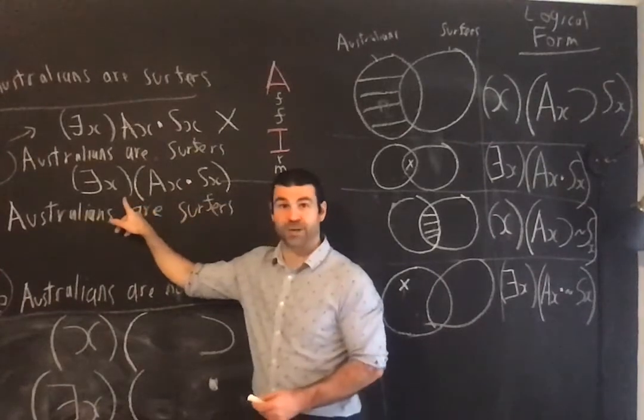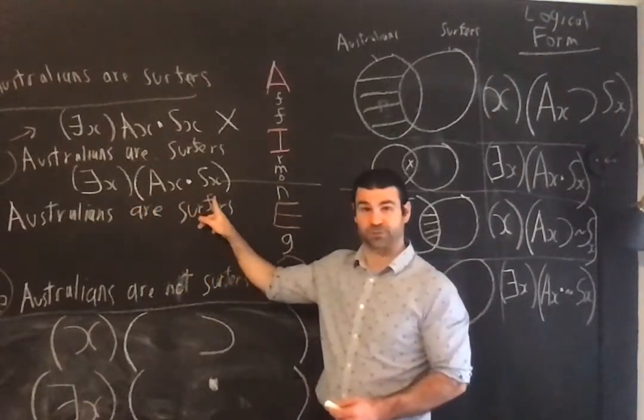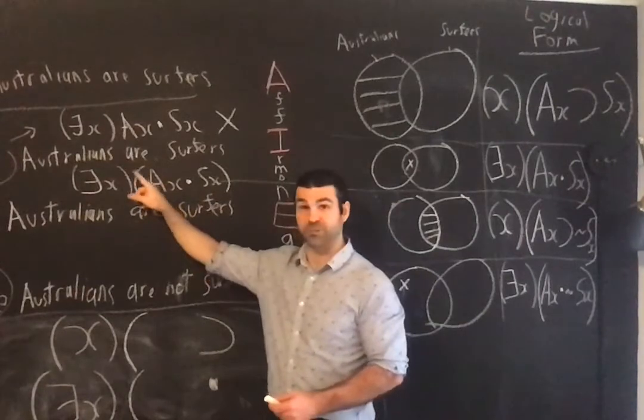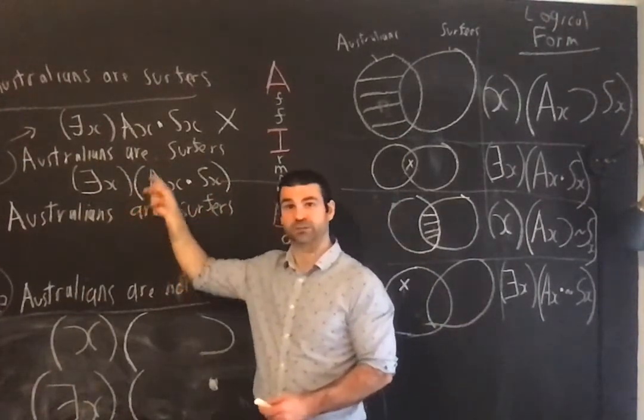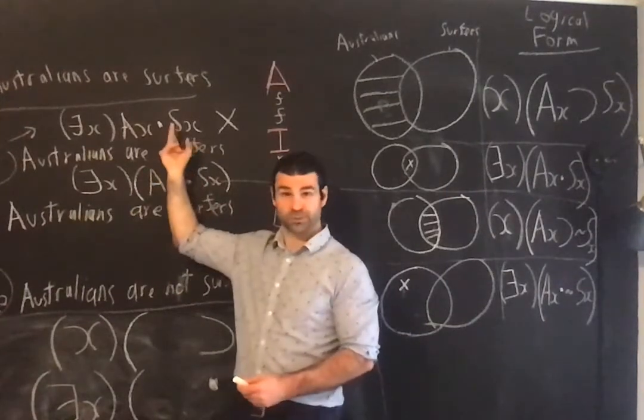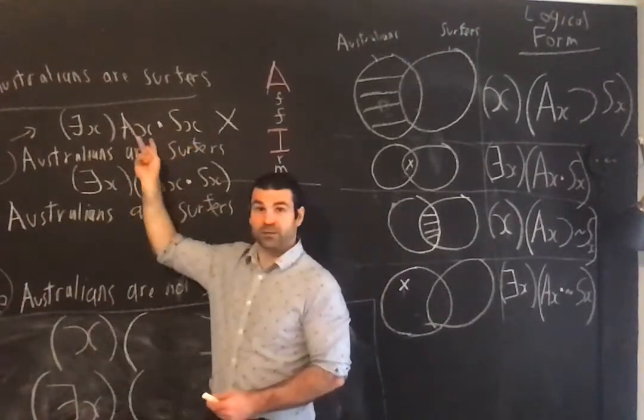This says there is something that is both Australian and a surfer, or some Australians are surfers. That is what this says. This is correct symbolization. This is not. This is wacky. This says this is a conjunction.